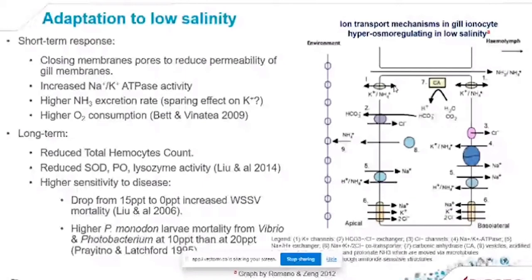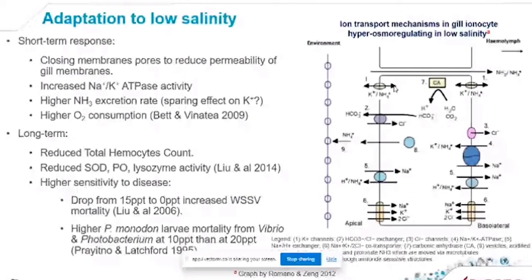Finally, the shrimp will excrete ammonia, and this seems to have maybe a sparing effect on potassium. So instead of excreting the metabolite, they excrete some ammonium ions. To do this, there is a strong increase in metabolic activity. There's a lot more oxygen consumption, of course.